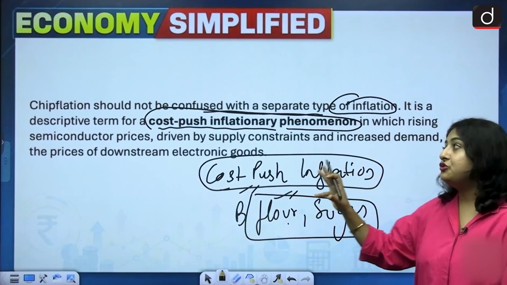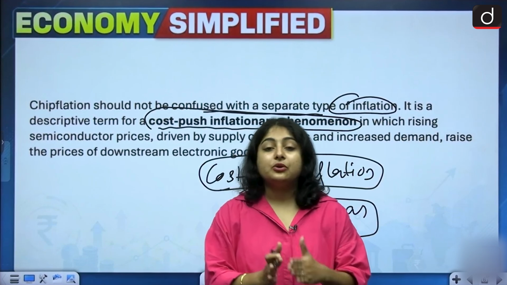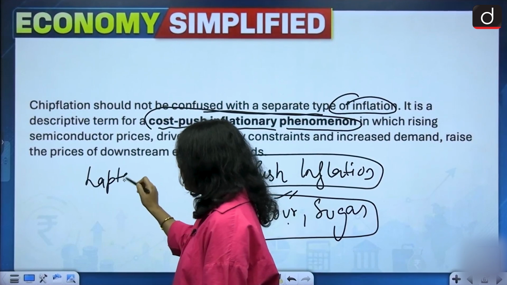Okay. So the similar situation we are facing. Now, semiconductor chips are used in electronic components. Semiconductor chips are used in laptops.